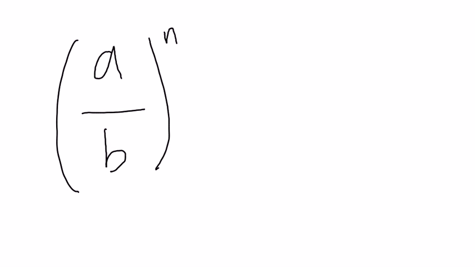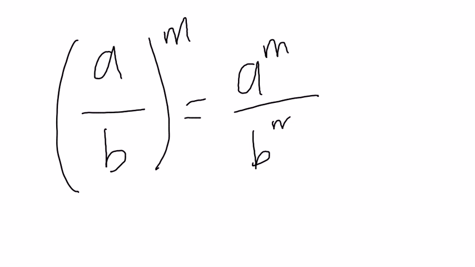Another exponent rule. Oops, let's try that again. a over b, a over b to the power of m. All this is a to the m over b to the m.